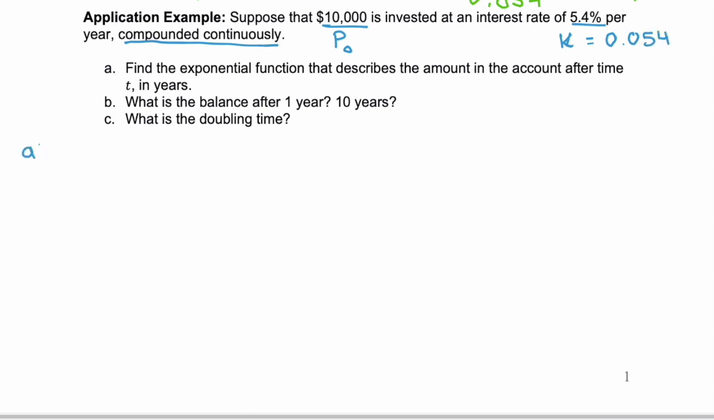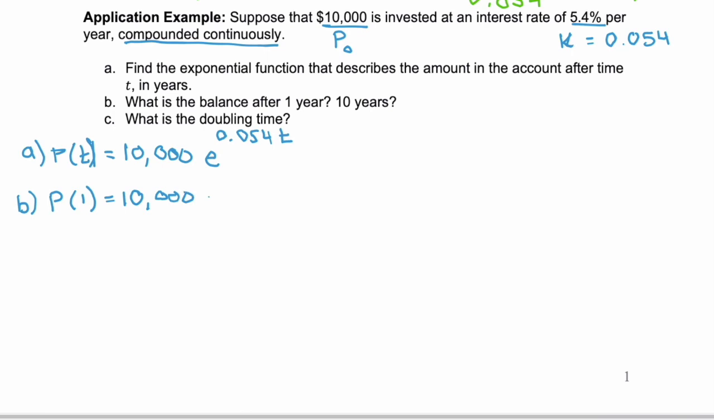First, we need to find our function. So P of T is equal to the initial amount we start with, 10,000, times e to our rate, 0.054 at time T. Now, part B is asking for two different values, the balance after 1 year and the balance after 10 years. Well, after 1 year, that would be 1 time as 1. So we substitute in a 1 for our T.